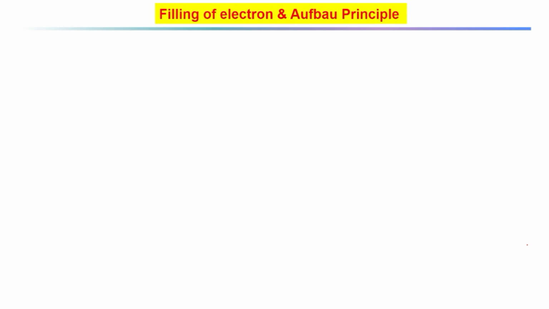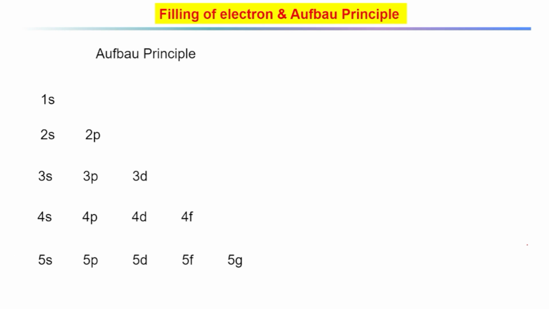So to understand this filling of electrons, we will learn the Aufbau principle. Now we have seen that in the first period we have 1s, in the second period we have 2s and 2p, or second orbit. In the third orbit we have 3s, 3p, 3d, in the fourth orbit we have 4s, 4p, 4d and 4f. Similarly in the fifth orbit we have 5s, 5p, 5d, 5f and 5g.